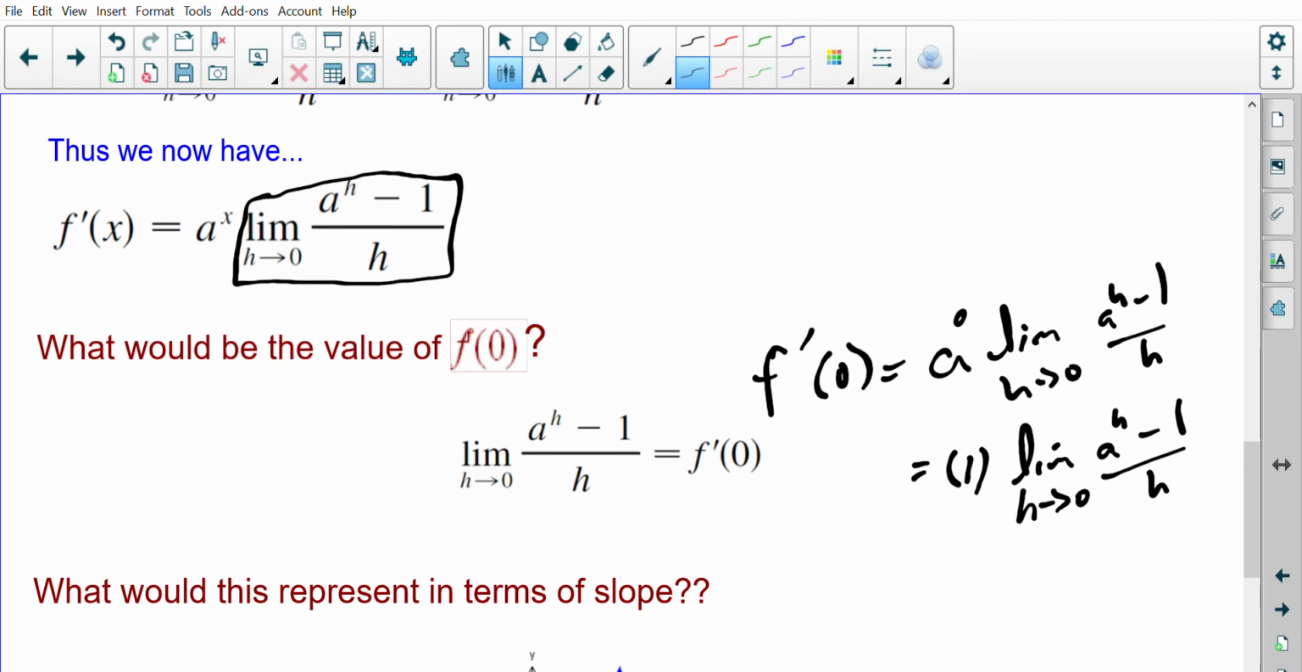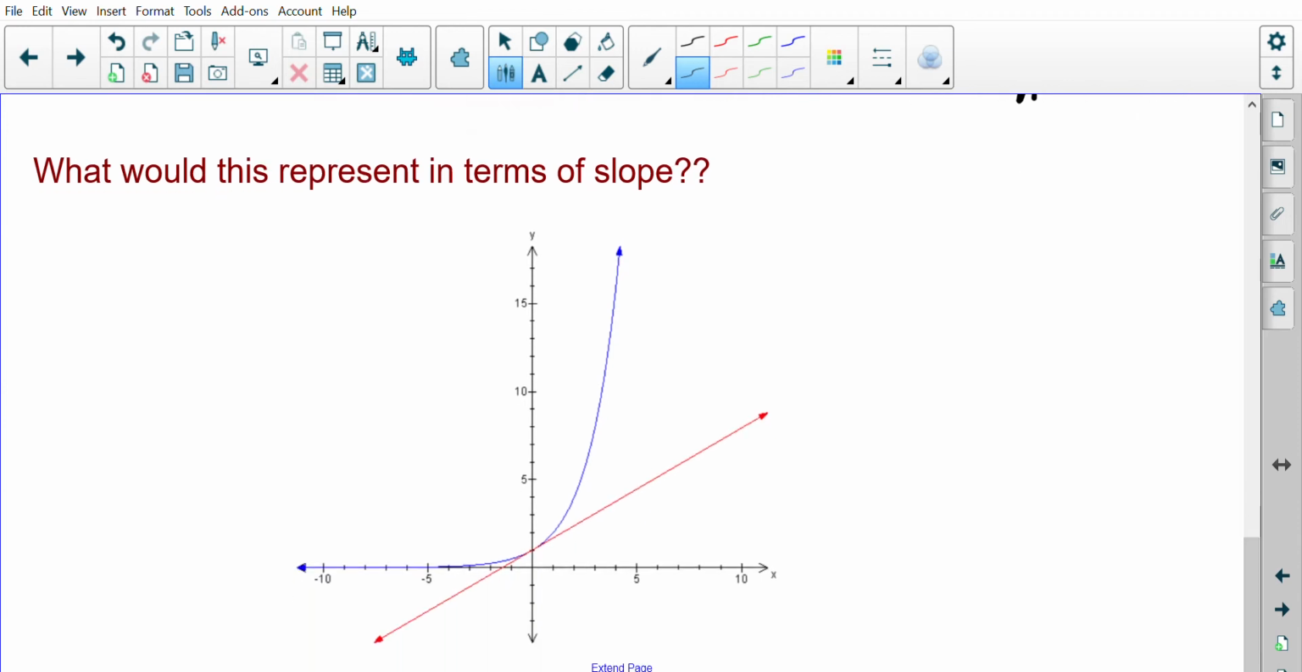Now in terms of a slope, f prime is the slope of a tangent drawn to the graph at x is 0. So assume this was y equals a to the x. If this were the tangent drawn at x equals 0, the slope of this line would be f prime at 0.